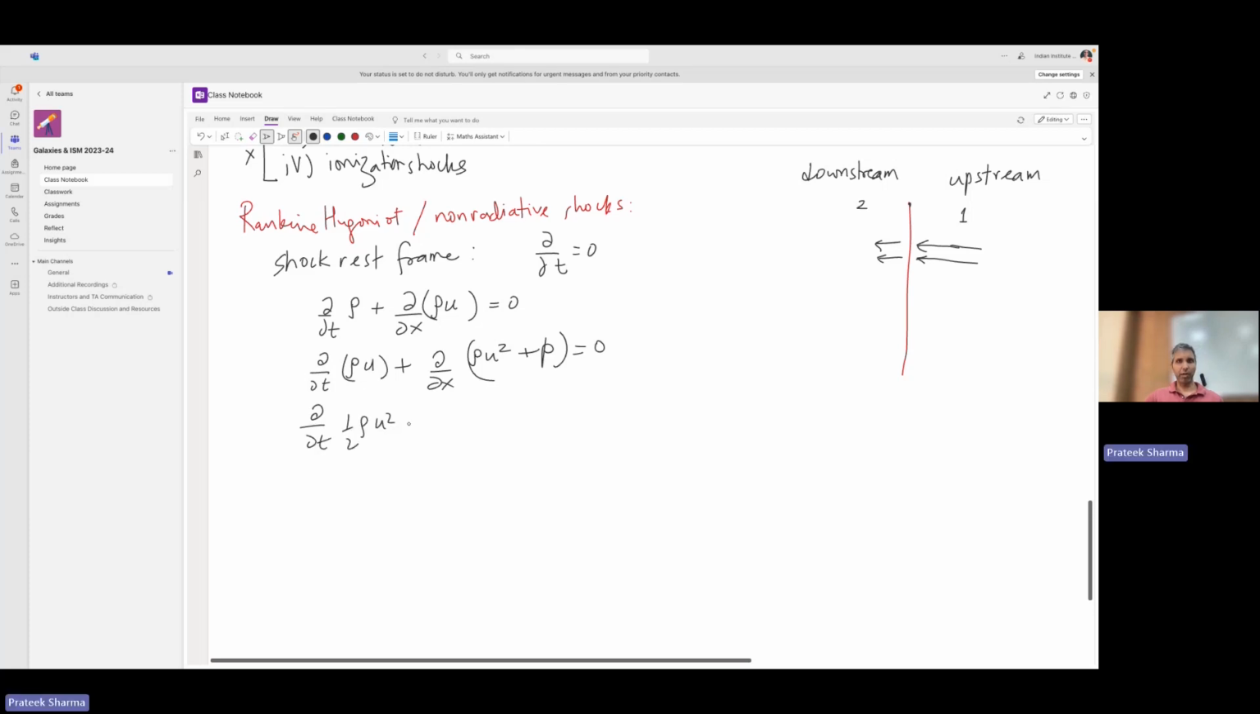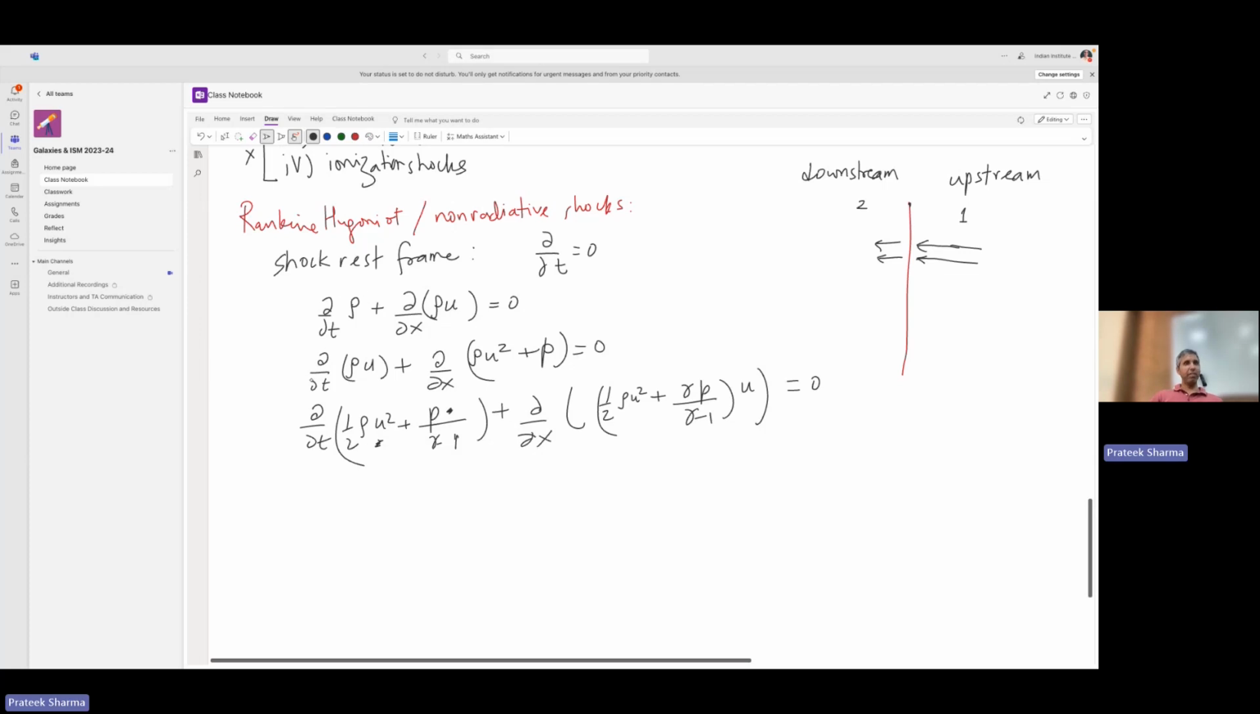Then the energy equation: partial by partial t of half rho u squared plus p by gamma minus 1, plus partial by partial x of half rho u squared plus gamma p by gamma minus 1 times u, is equal to 0. These are the fluid equations, or the Euler equations, in the conservative form. We are writing it as partial by partial t of the density of a conserved quantity plus the divergence of a flux is equal to zero. This is mass density, this is momentum density, and this is total energy density, with kinetic energy and thermal or internal energy.